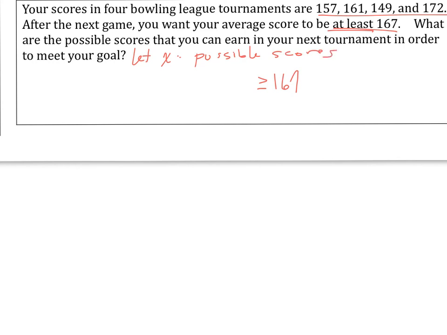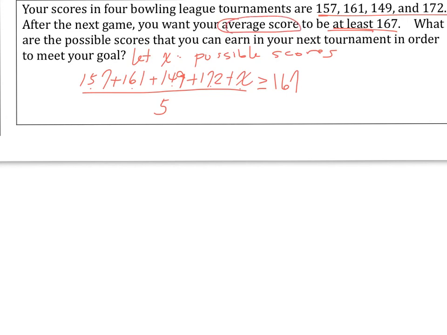So I'm going to first add 157 plus 161 plus 149 plus 172, and I'm going to add x. And I'm going to have to divide that by 5 since I have 5 scores: 1, 2, 3, 4, 5 here. Because average means to add all the possible scores up and divide by how many scores there are. Okay, now we can solve.